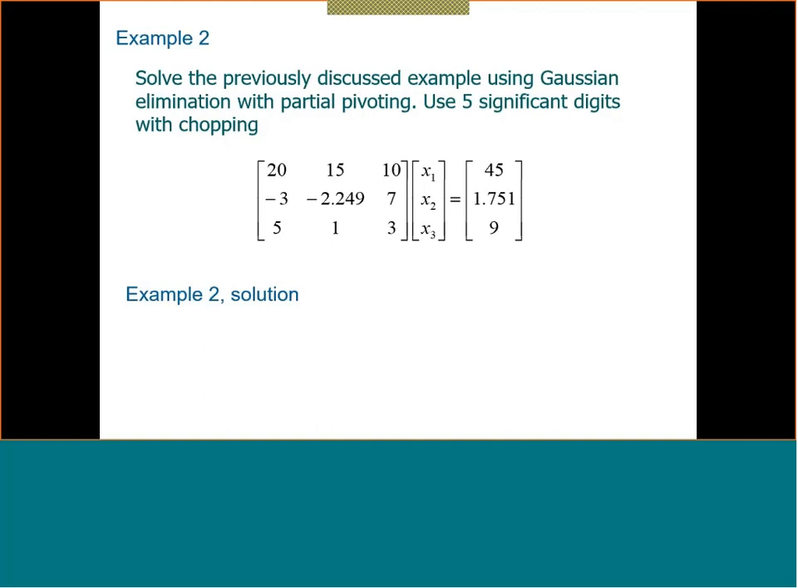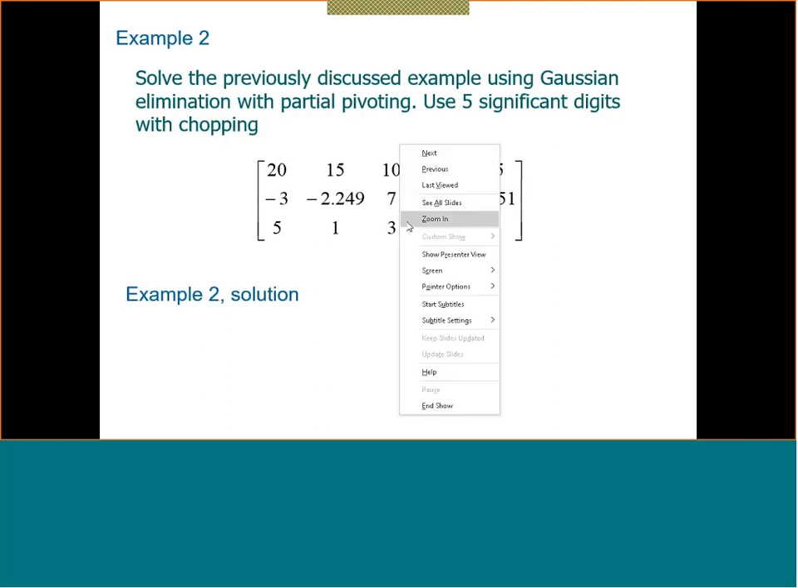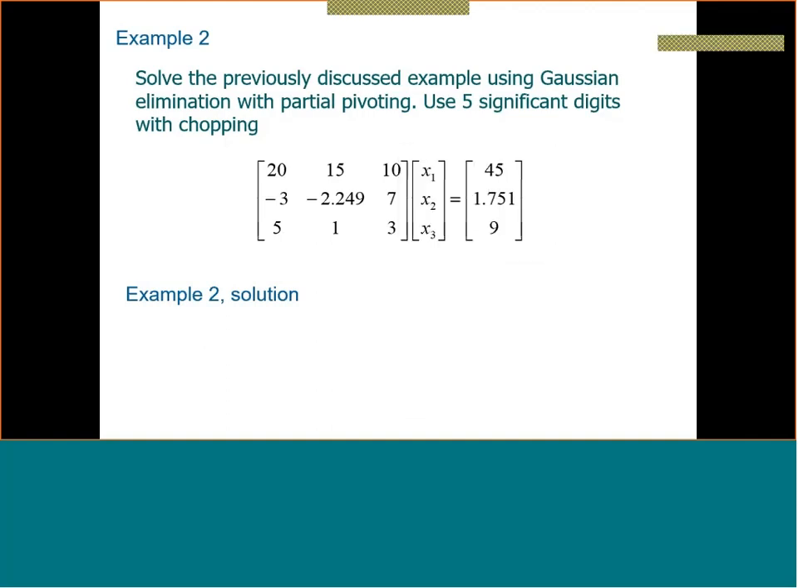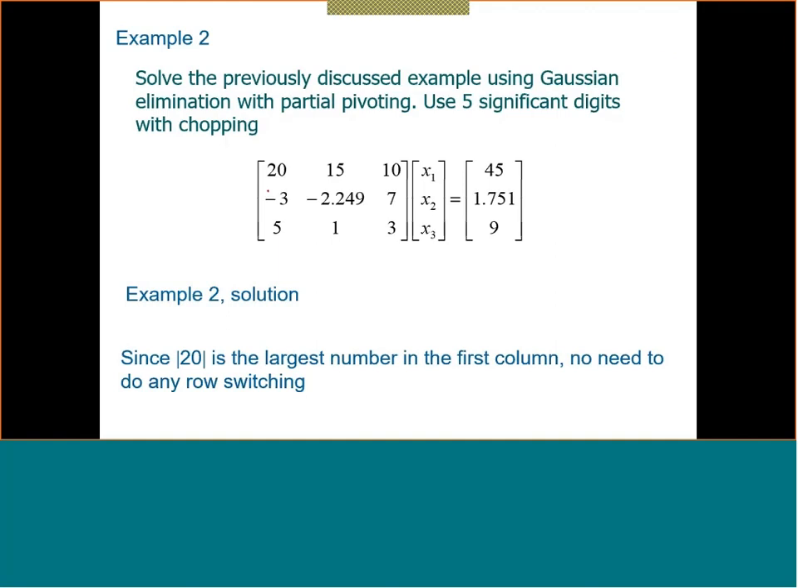So let's start with the first column. In the first column, we check the column: 20, minus 3, and 5. Now, 20 is the largest number, so I don't need to do any swapping. I will just continue as the system is. So no need to do any row switching. Okay, so this is the system of equations that I will have right now.